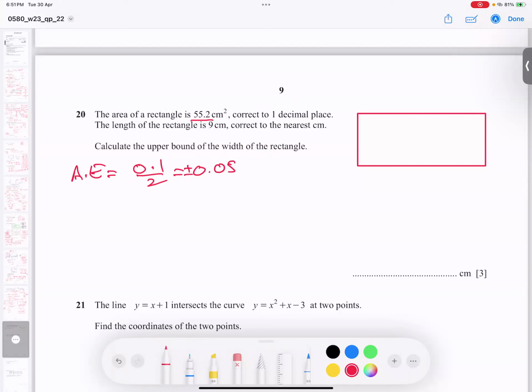So, this will be discussed later, how to deal with that. But first of all, make a plan. He's asking: the length of the rectangle is 9, correct to the nearest centimeter, and we have to find the upper bound of the width.